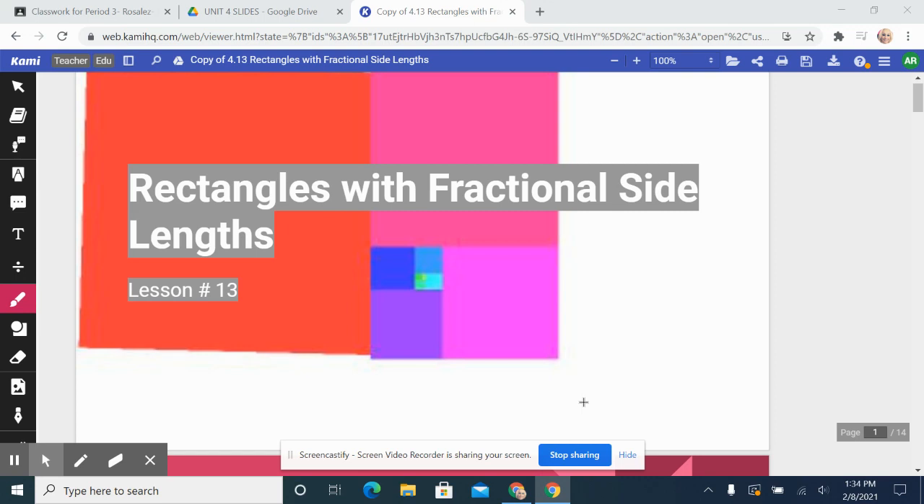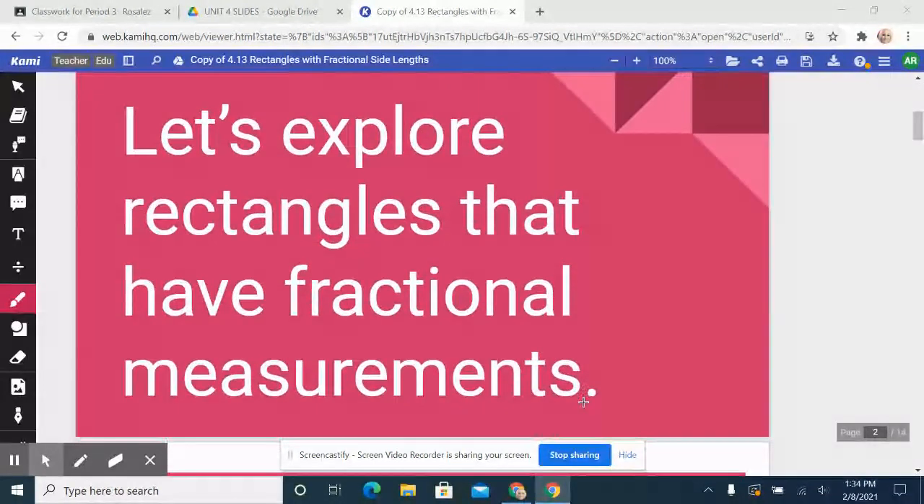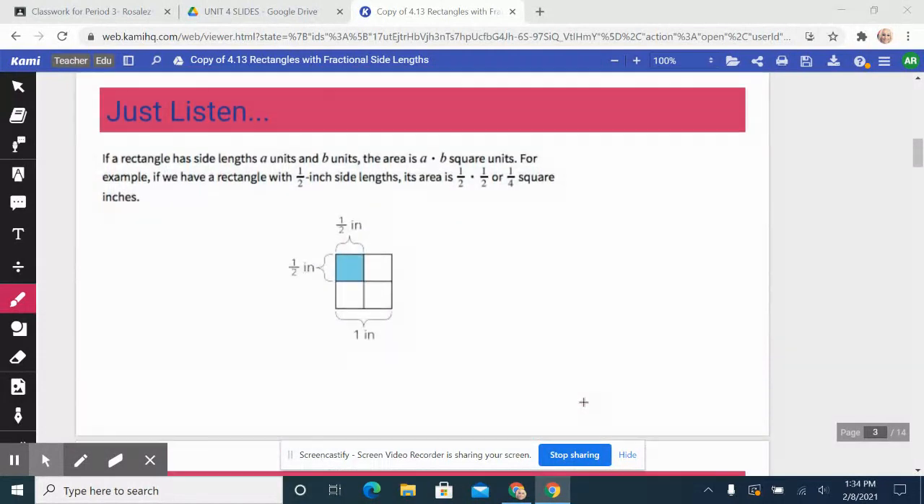Okay, so this is the last lesson of this unit. We're dealing with rectangles with fractional side lengths. We're going to be taking mixed numbers and finding areas, or taking areas and finding lengths of different sides. So that's the topic for today. We'll explore rectangles that have fractional measurements.